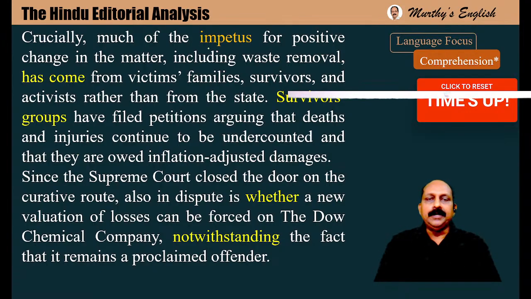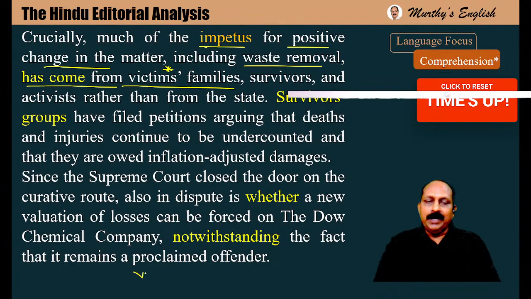Crucially, much of the impetus, the trigger, the stimulus for positive change. Initially, the state government was reluctant to act, not proactive, but the change happened. What brought the change? What was the impetus? Critically, much of the impetus for positive change in the matter, including waste removal, has come from victims' families. This is an important expression. What is the rule here? Victim singular, noun. Victims plural noun. And the rule says whenever a plural noun ends in the letter S, we should use the apostrophe after S, not before S. Here, victims', families, survivors', groups, that you have to recollect.